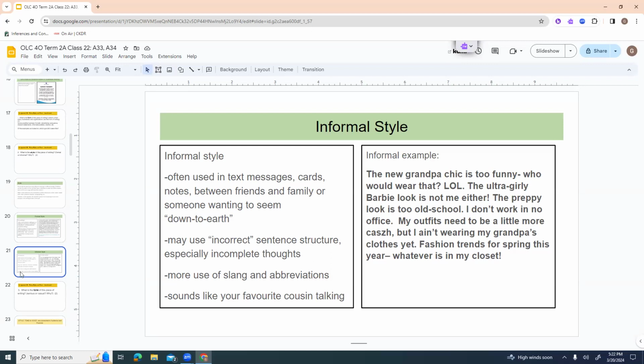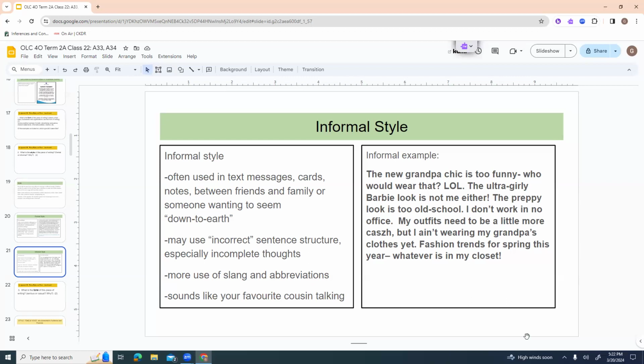The new grandpa chic is too funny. Who would wear that? LOL. The ultra girly Barbie look is not me either. The preppy look is too old school. I don't work in the office. My outfits need to be a little more cash, but I ain't wearing my grandpa's clothes yet. Fashion trends for spring this year? Whatever is in my closet.